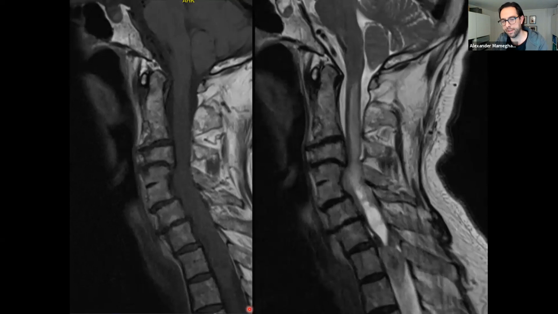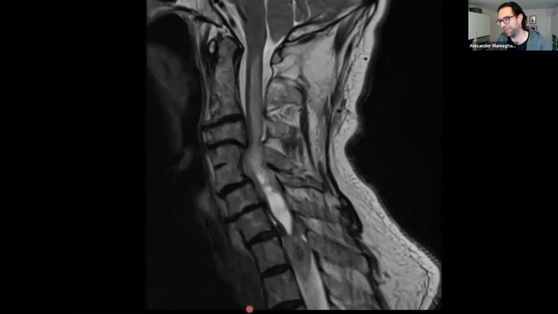And this is the T2 sagittal view, and I guess Ali would love to see this, because this is the most important view for you, isn't it?